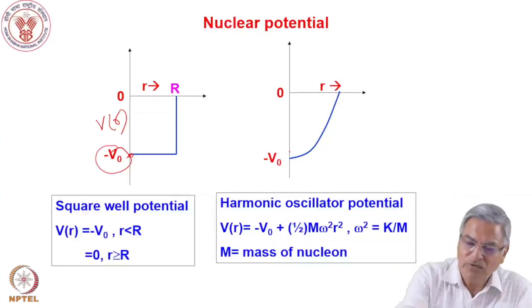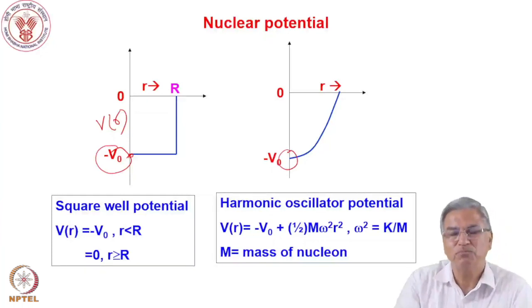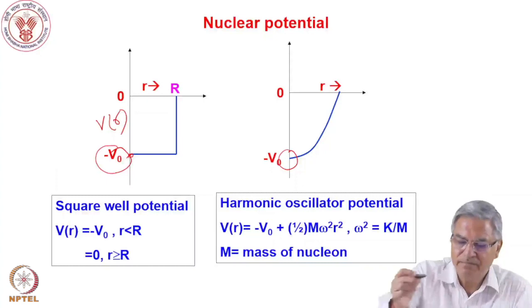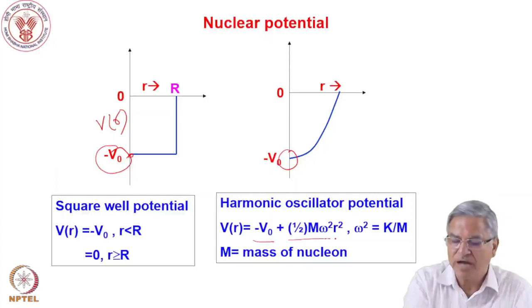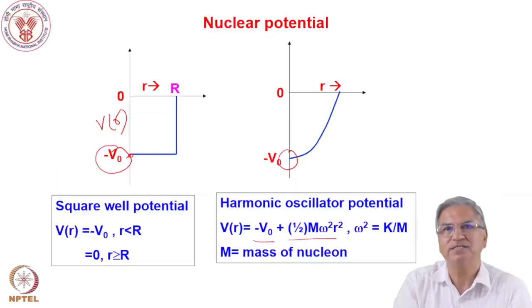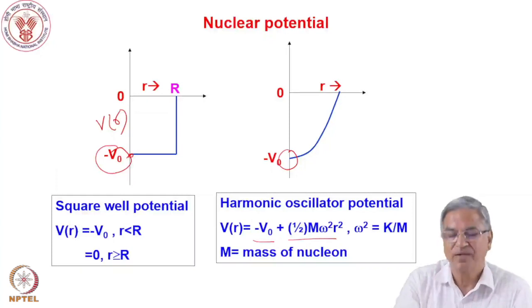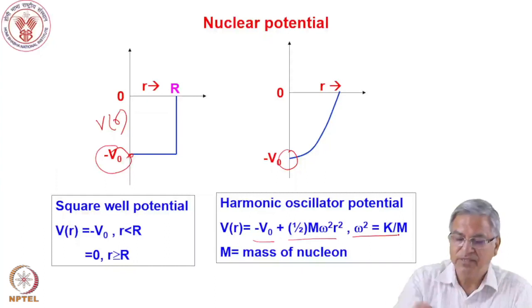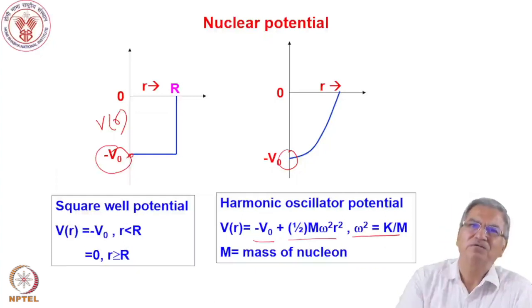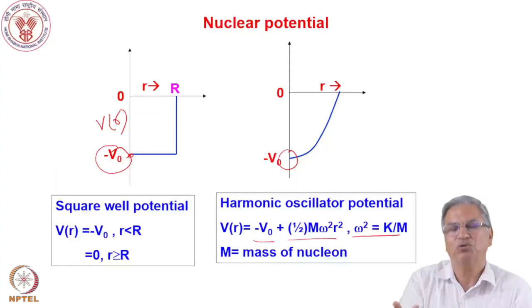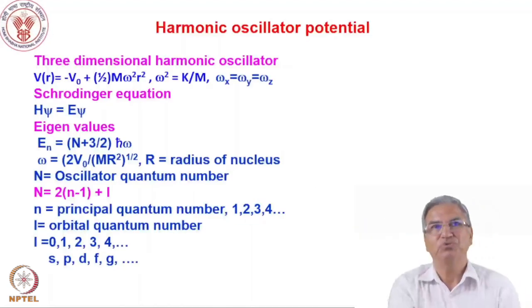In the harmonic oscillator, again you have the attractive well, minus V0, the depth of the potential. And now it is a parabolic expression in r. So you have the potential minus V0 plus half m omega squared r squared. That is the energy of the oscillator. And the frequency of this oscillator is nothing but the square root of k, the force constant, upon the mass of the nucleon. So in the shell model we solve the Schrodinger equation for this harmonic oscillator potential, and then we get the energy eigenstates and the eigenvalues.